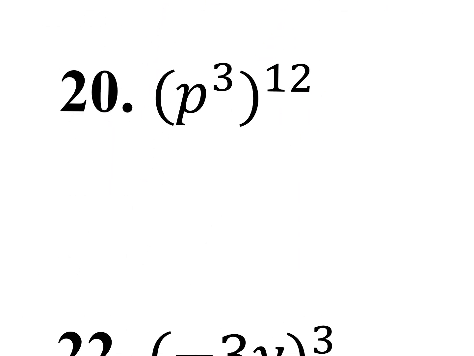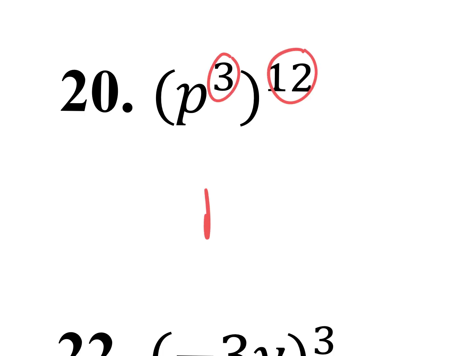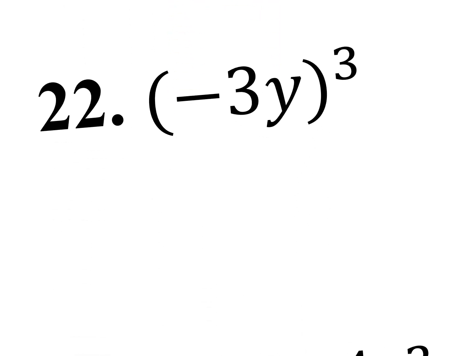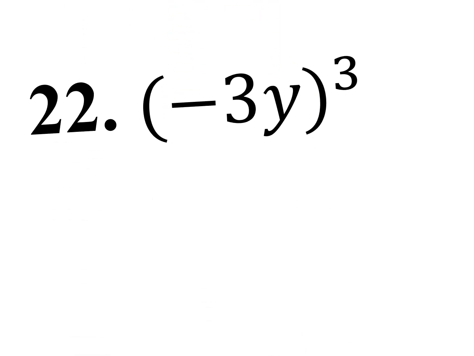Number 20, we finally get to something that's not rule 1. This is a power to a power. This is rule 2. And I hope we remember that with a power to a power, you simply multiply. So 3 times 12, that's 36. So p to the 36. That is your answer.